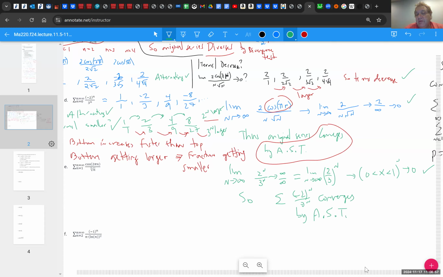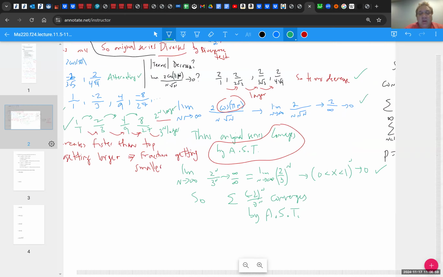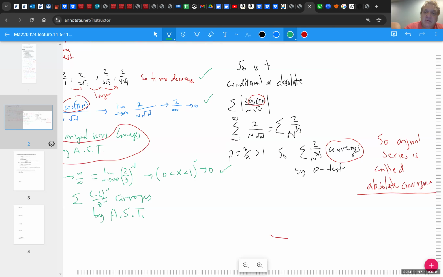All right, so because it converges, we get to play the bonus game, which is okay. Of course, my board work here is just horrendous. I don't have room, so I'll just make a line here. So the bonus question is: is it conditional or is it absolute? That's our bonus question if we have an alternating series that converges.